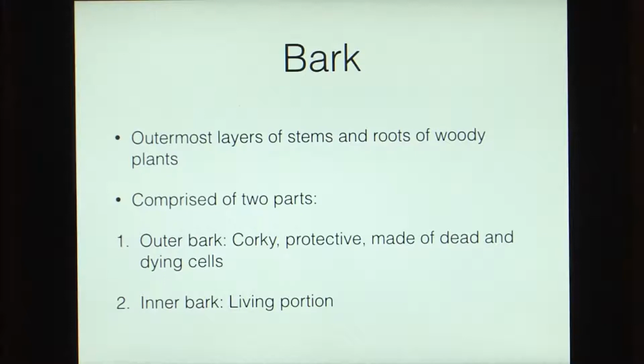It is comprised of two parts. The outer bark, that is the outermost portion of the bark, is corky. So, it is used to make corks, it has the same appearance. It is protective, so it protects your trees from infestations, from birds, from predators and so on. It is made out of dead and dying cells. So, it is very similar to our hair or our nails. It is made out of dead tissue and it is protective in nature. The second portion is called the inner bark. Inner bark is made out of living tissue.